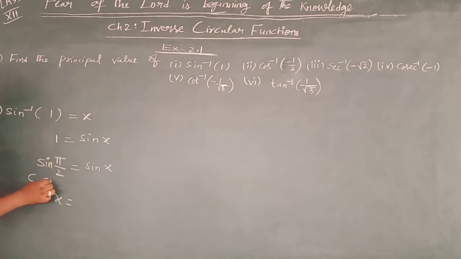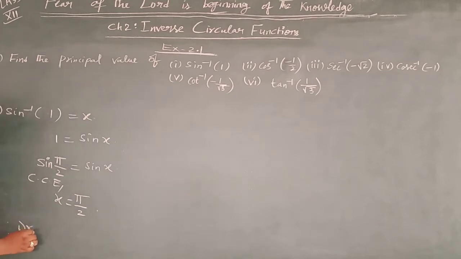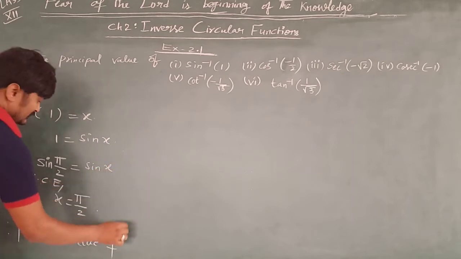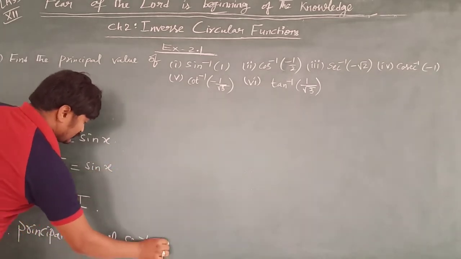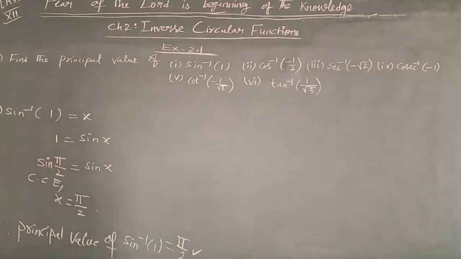You cannot write cosec in your examination. You need to compare the corresponding elements. Then sine will go off, and x is equal to pi upon 2. So the principal value of sine inverse 1 is equal to pi upon 2. So that is your first question. I hope you all understood this first question. Let's move on to the second one.